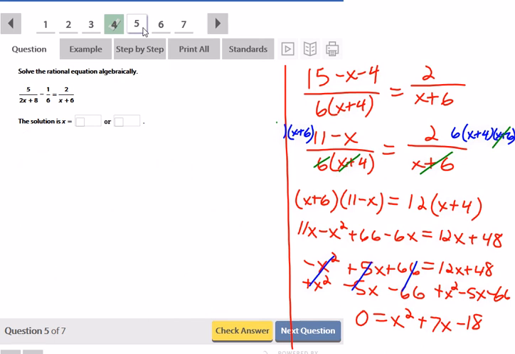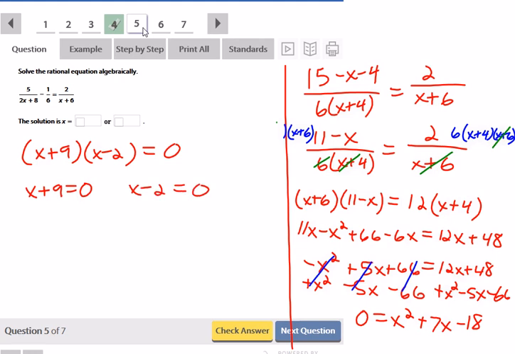Again, I could use the quadratic formula if I want, but anytime I have a lead coefficient of 1, I'm always tempted to factor. And here I can because positive 9 times negative 2 gives me negative 18, but when I add them, I get 7. So the zero product property says that x plus 9 can be 0, x minus 2 can be 0, so x can be negative 9 and x can be positive 2.